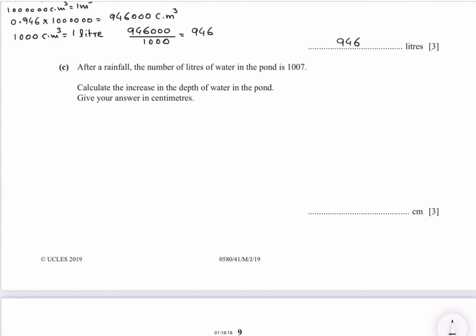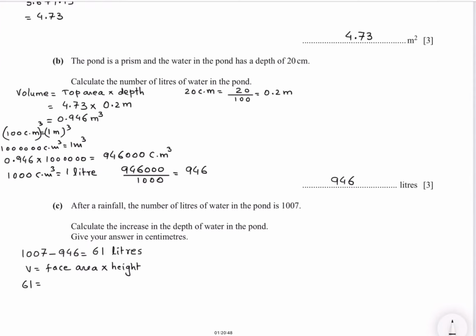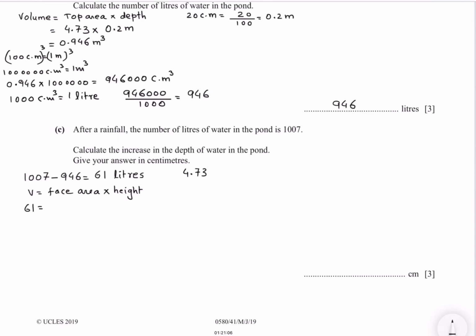After a rainfall, the number of liters of water in the pond is 1007. Calculate the increase in the depth of water in the pond. Give your answer in centimeters. So take out the difference: 1007 minus 946. This is 61 liters. So volume equals face area into height. So 61 equals your face area, which was 4.73 square meters.